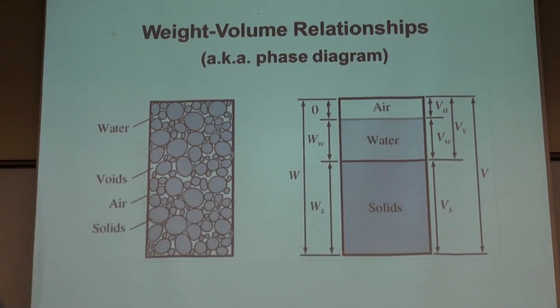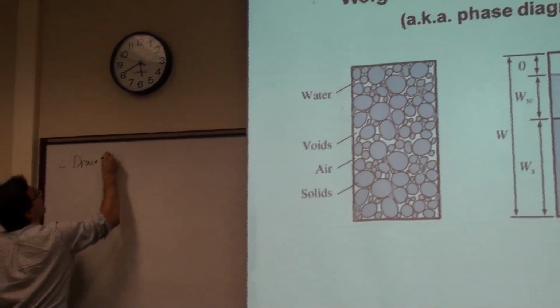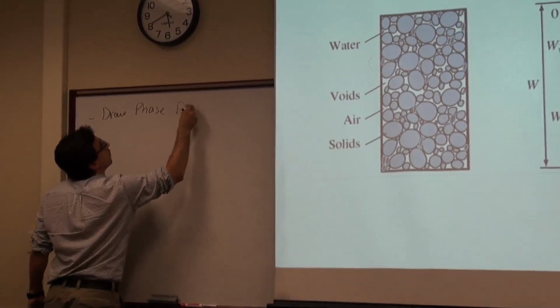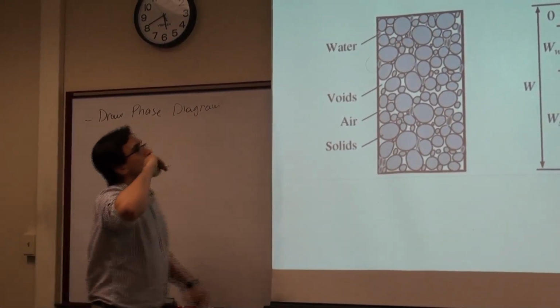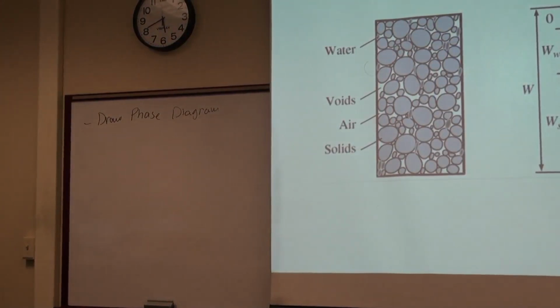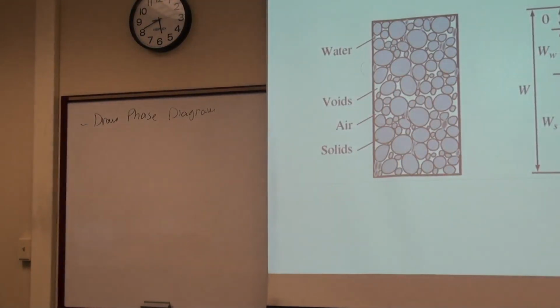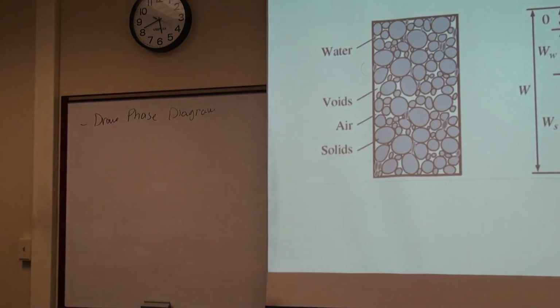Draw the phase diagram, and then show different weight and volume components on the left and right side of your phase diagram. We call air and water together voids. We have some solid particles, and some voids between those solid particles. Those voids can be filled by water or air. So voids include water plus air.